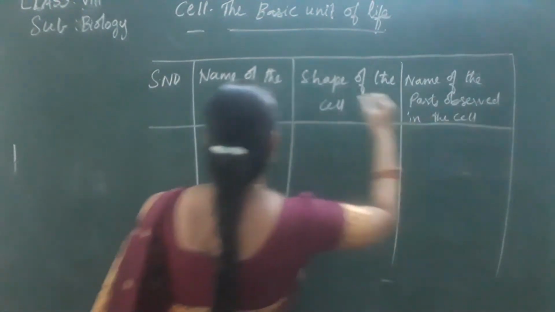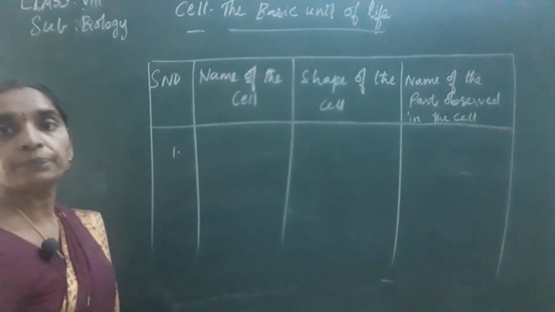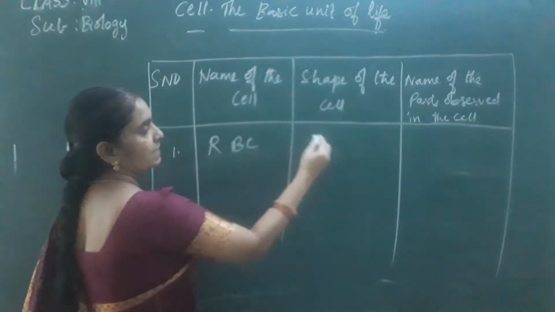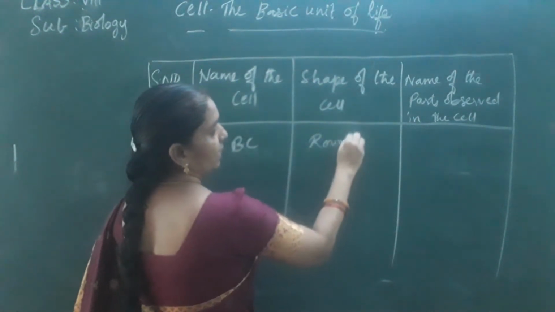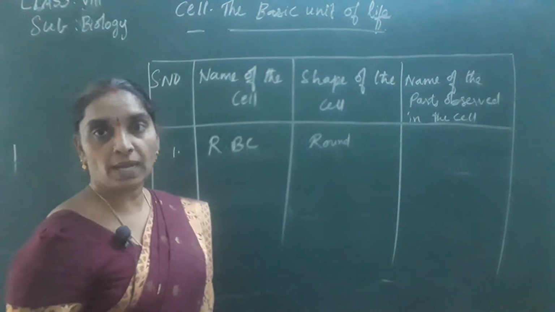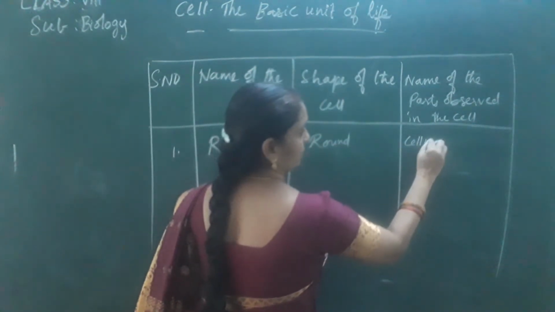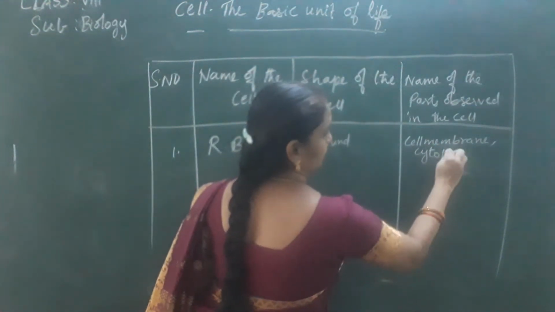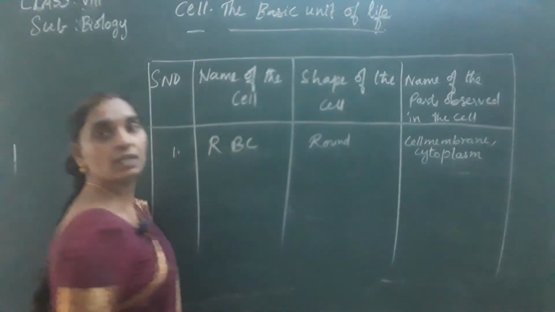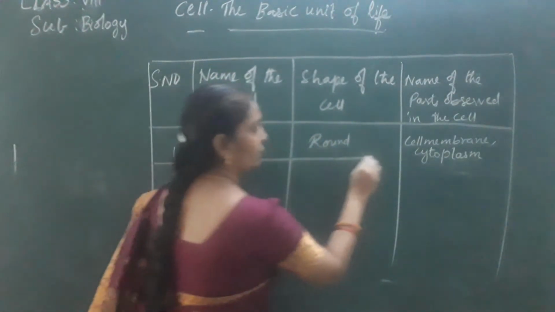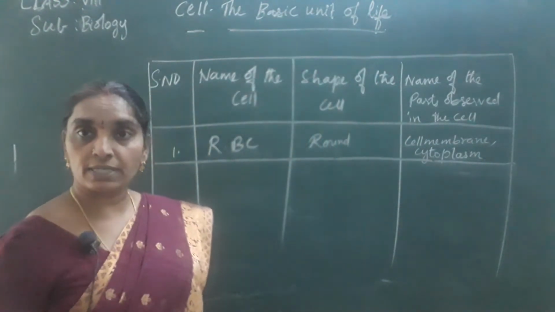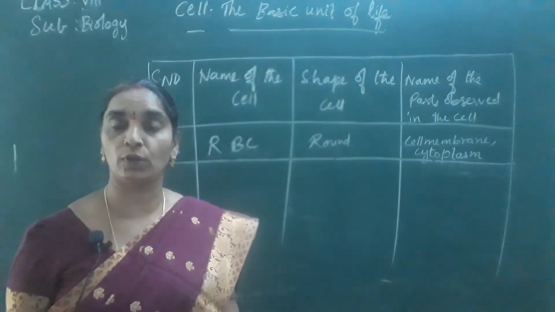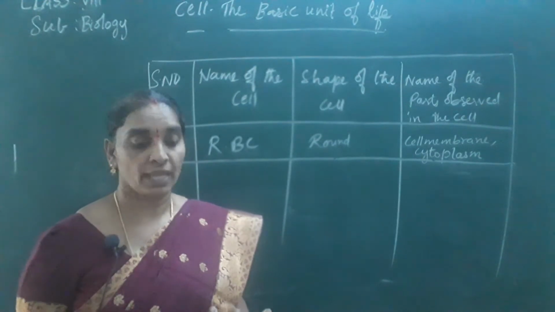Note down in your notebooks, all of you. The first one given for you is RBC. RBC are round in shape and the parts present in them are cytoplasm and cell membrane. Note down. So RBC are round in shape and you know very well that they are present in numerous number in our body. If they are not present in a proper count, then it leads to anemia.